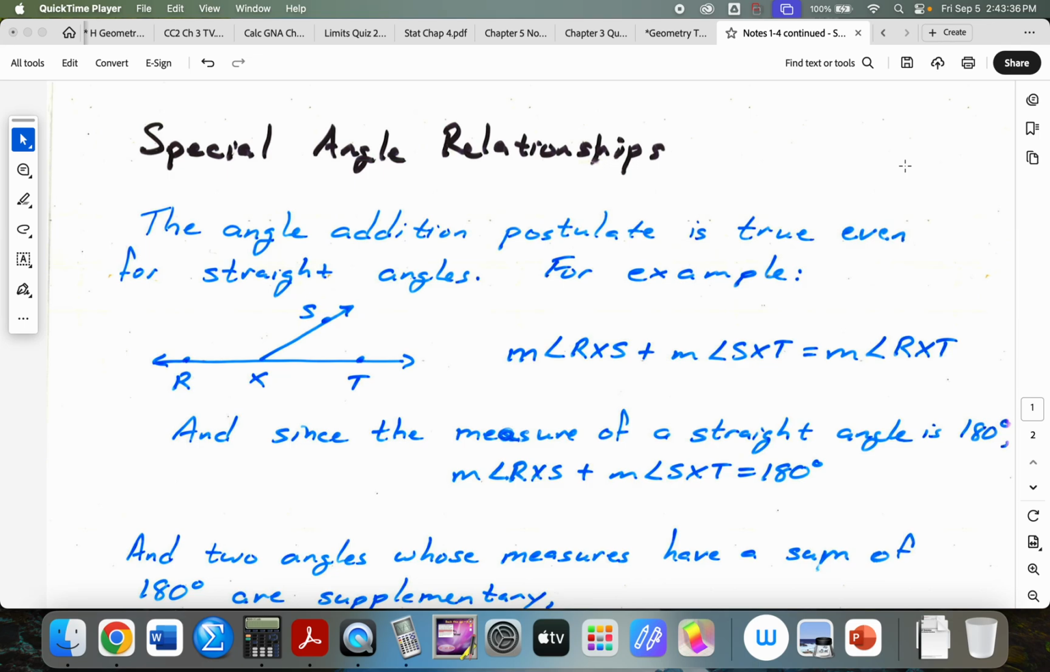Today we're going to look at special angle relationships. We learned some special pairs of angles in class yesterday. Specifically, the two most important ones were linear pairs and vertical angles. Just as a reminder, in case you've forgotten, something that looks like this, these two angles are a linear pair.